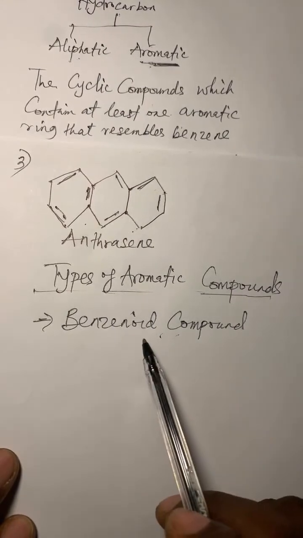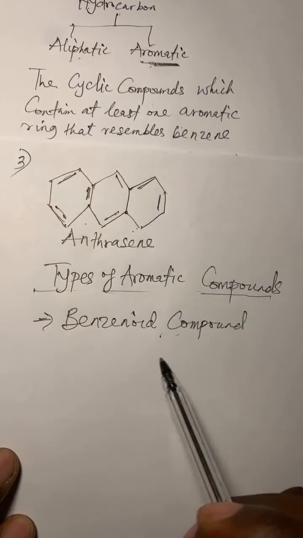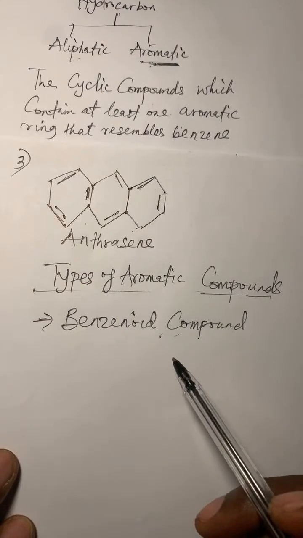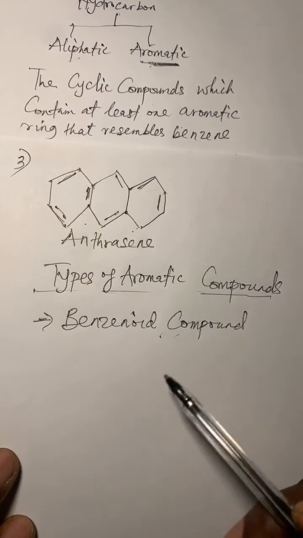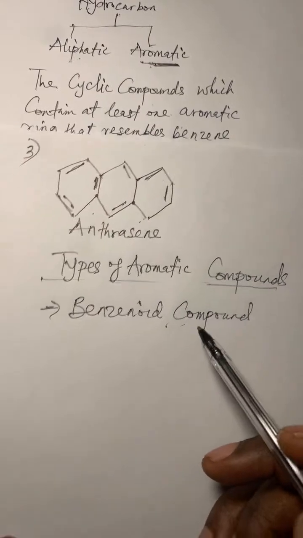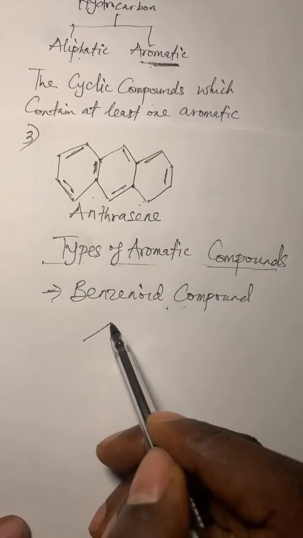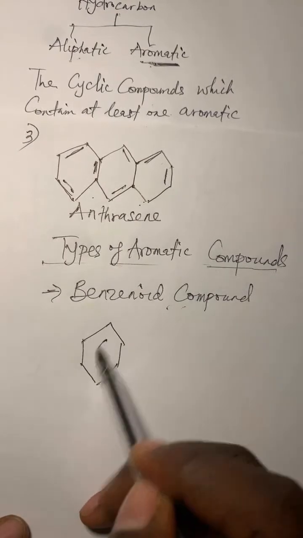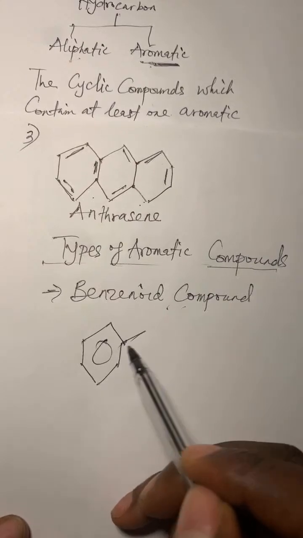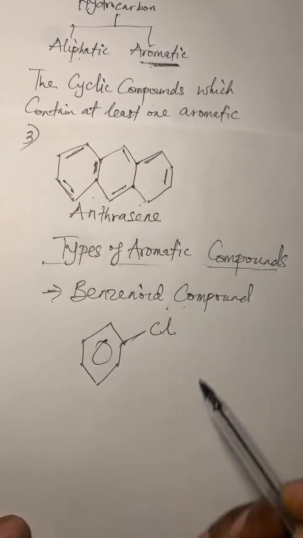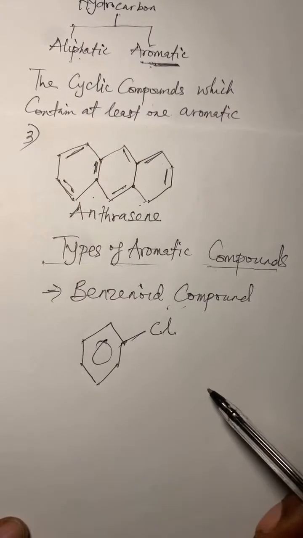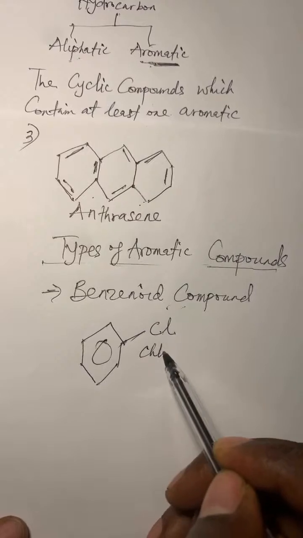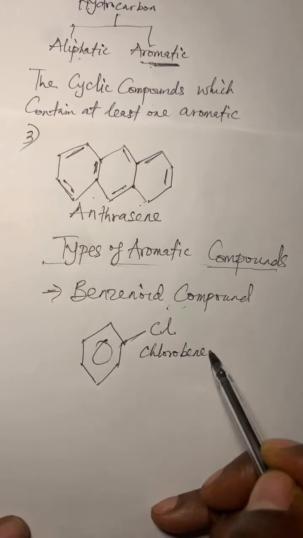Have you taken that down? I said benzenoid compound is a type of aromatic compound that has a benzene ring in it. And examples are benzene, naphthalene, chlorobenzene. When we talk about chlorobenzene, it's just you having a benzene ring like this, and then a substituent like this, with a chlorine atom attached to this molecule. This is what we call chlorobenzene.